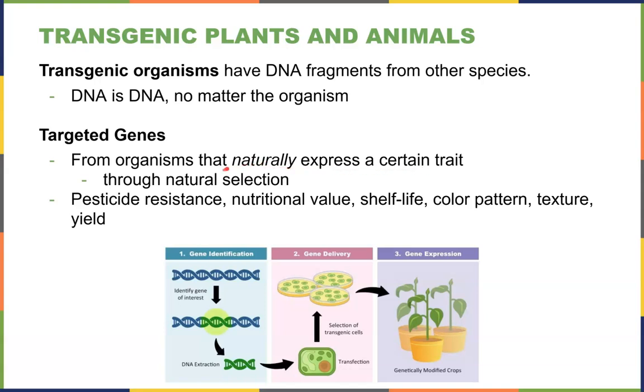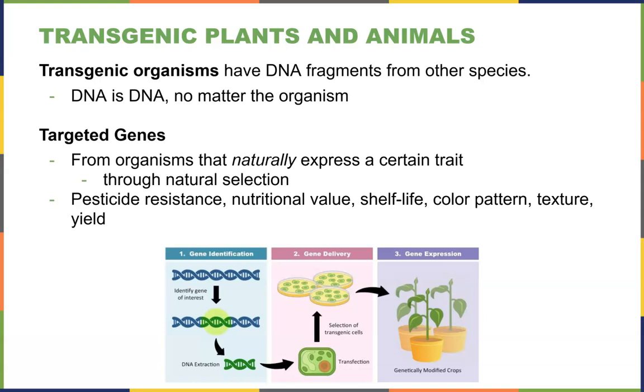So like I said earlier, pesticide resistance, if an organism is naturally resistant to like a borer insect, then that's great. We're going to target that gene, remove it from some sample cells, and then try to inject it into a new organism, which would then be a GMO or a recombinant organism.